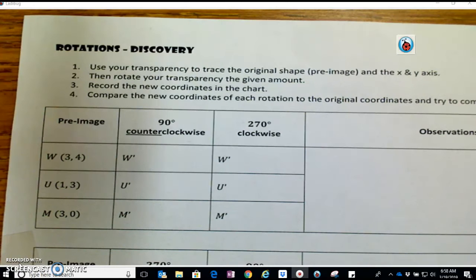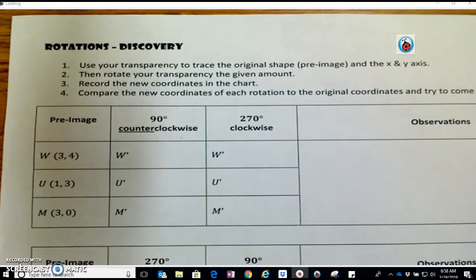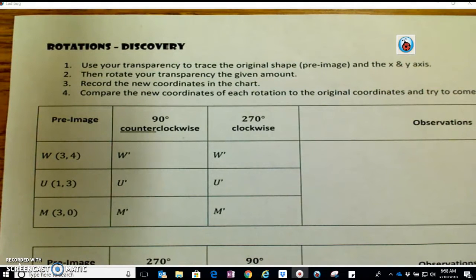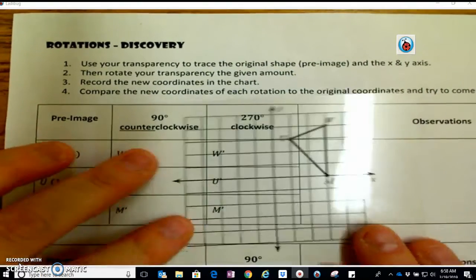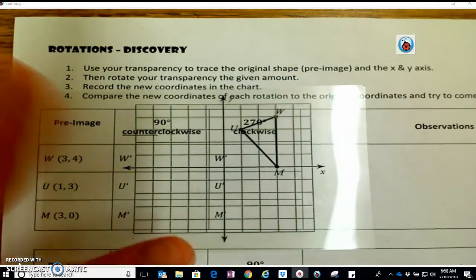Normally I would have you do this activity in class, but because we are on a time crunch, and also if you are absent, you can check this out. For the rotations discovery, instead of just telling you the rules, I think it's easier if you can see how things change. So I'm going to use a transparency here and show you different rotations and what it means to rotate.